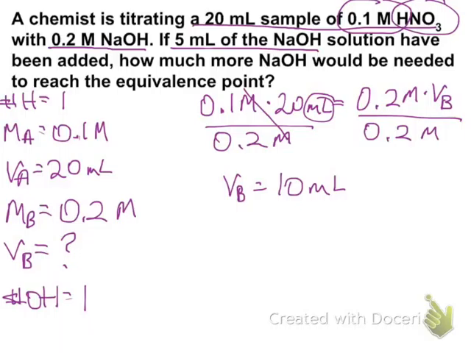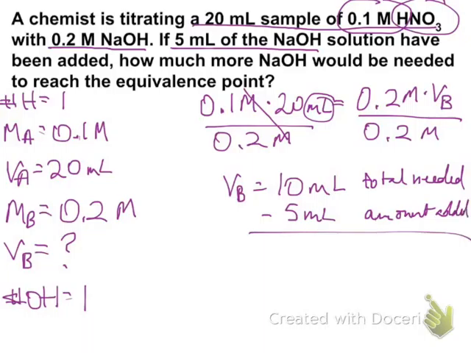The question actually asks, if 5 milliliters of the sodium hydroxide have been added, how much more NaOH do we need to reach the equivalence point? So if we've added 5, and we know we're going to have to add 10 total, we just subtract our 5 milliliters that we've added so far. So this is our total needed. This is the amount added so far. We're going to subtract that, and the volume of the base we still need to add is going to be 5 milliliters.